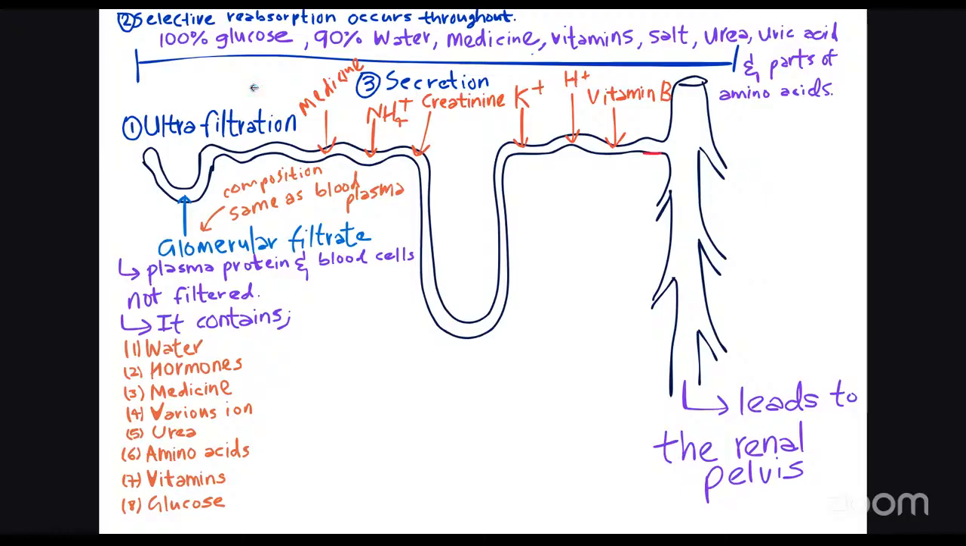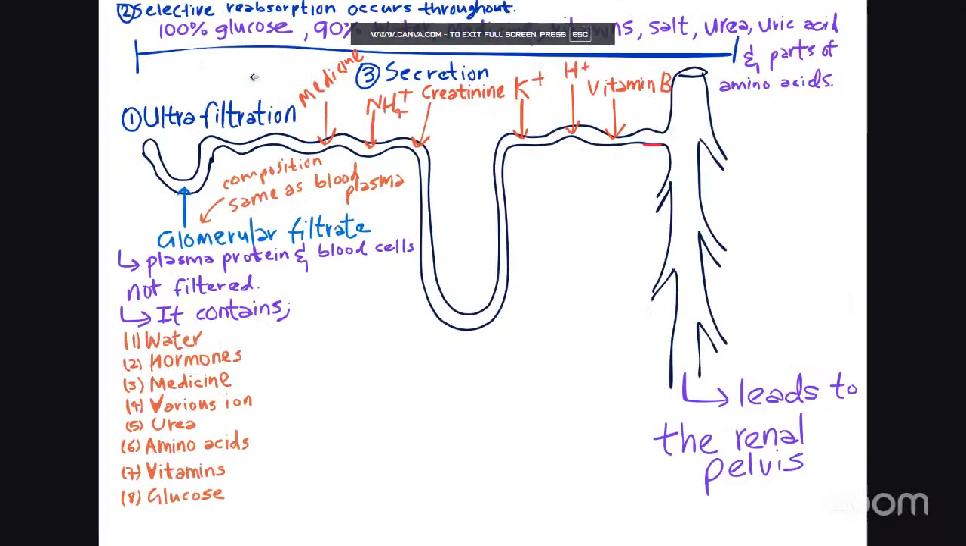Okay, so let's look at all the materials. So we have 100% glucose that's being absorbed. Okay, I can't zoom it for some reason. Okay, 100% glucose is absorbed, 90% water, all the medicines. Now, take a look at this. Even medicine is going to be in the glomerular filtrate. So it's easy, right? You can link it. Medicine is filtered, selective reabsorption, medicine is absorbed again.